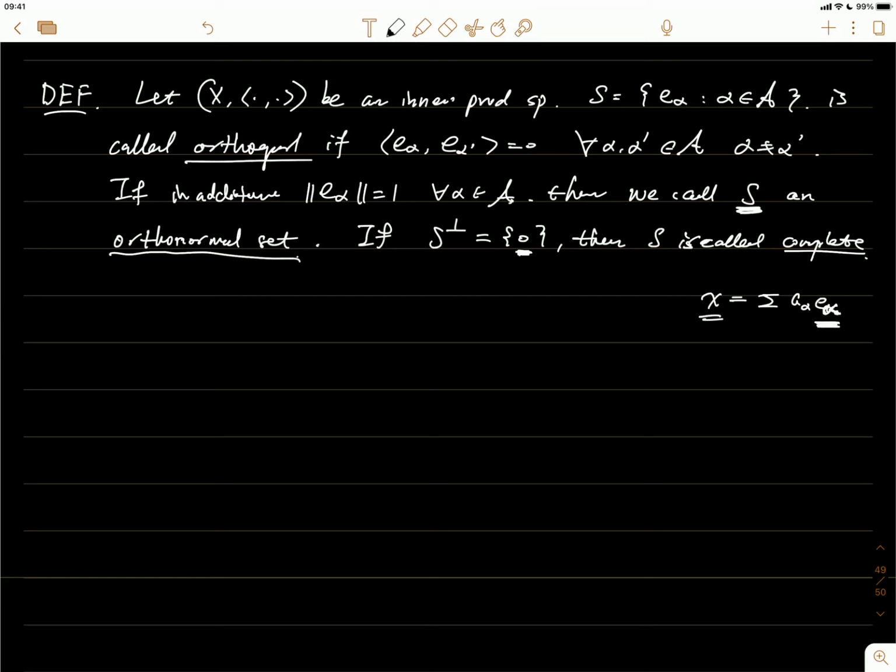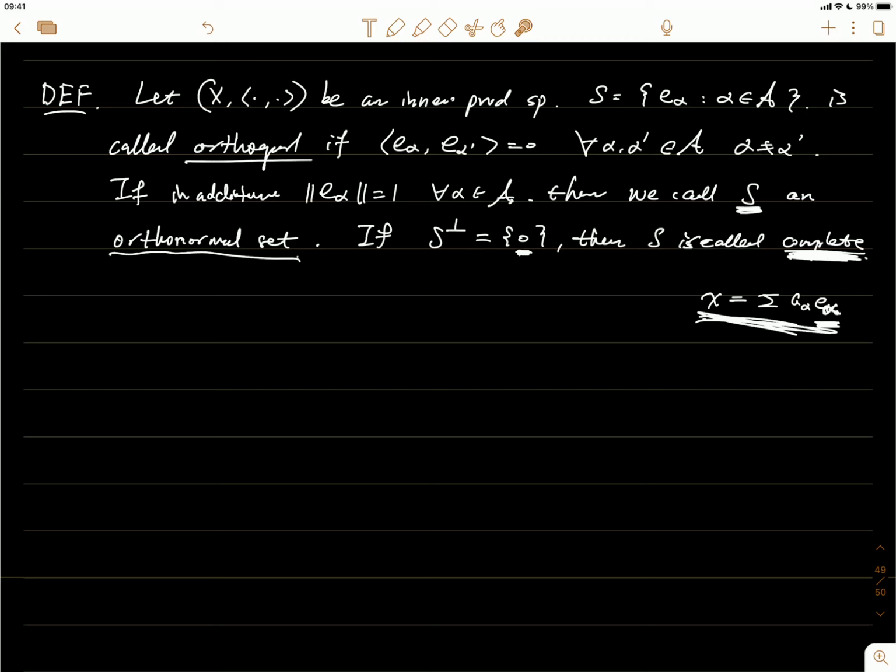Okay, so that's why we may wonder in which case we can get something complete, because we will eventually show that S is complete if and only if S is the basis. Okay, S is the basis. That means that every X can be written as a linear combination of the elements in S. Then the question is in which case this X has a complete orthonormal set.